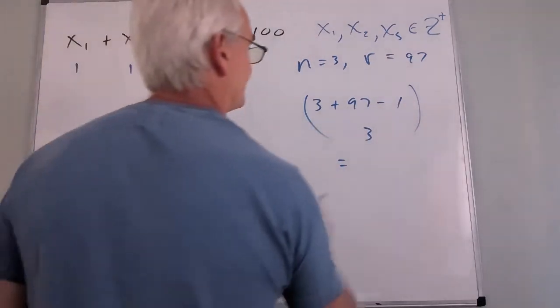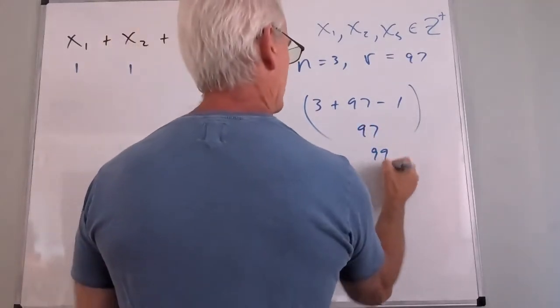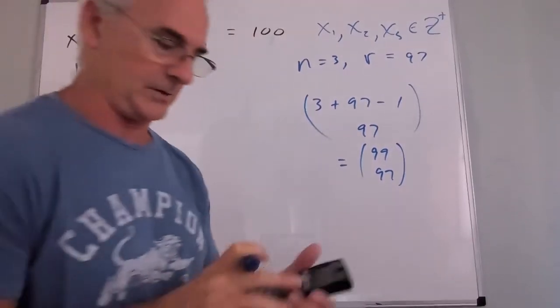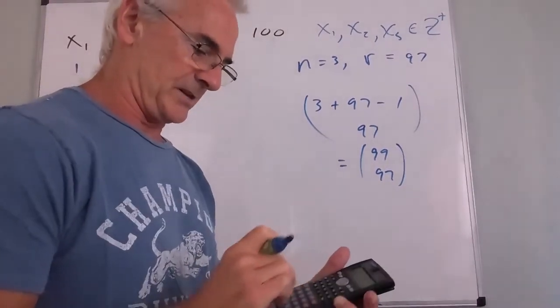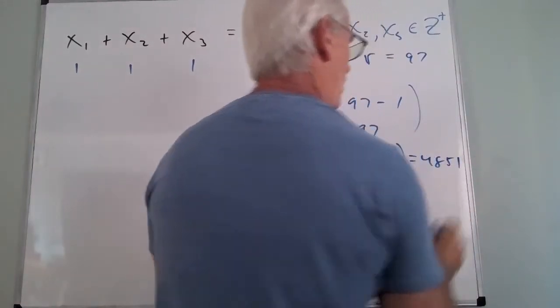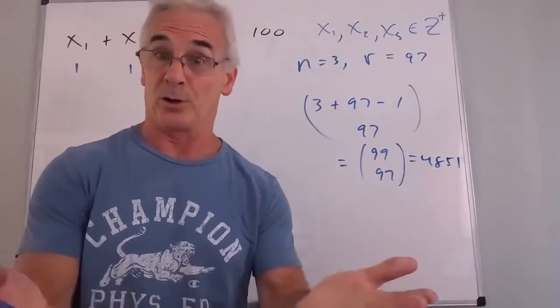Oh, I'm sorry, choose 97. I'm looking at that. That doesn't look right. 99 choose 97. That's not that big. My calculator: 99 choose 97 is 4,851. That's not astronomically big. And you wouldn't want to write it out, but it would look something like this.